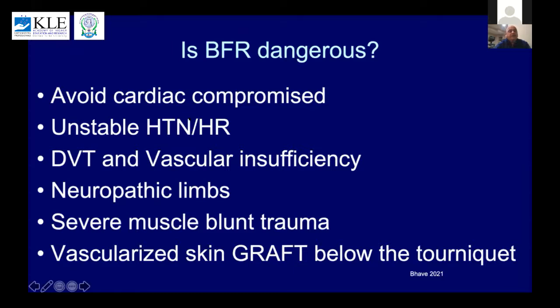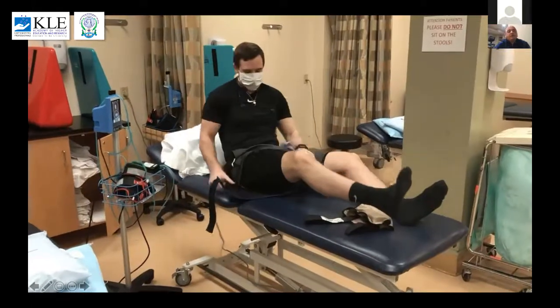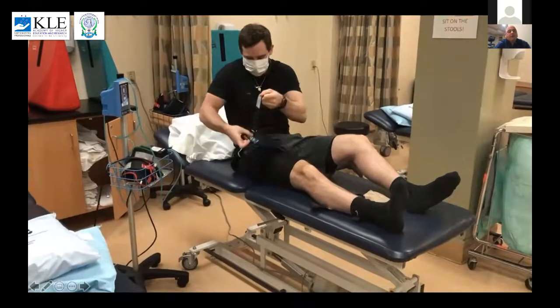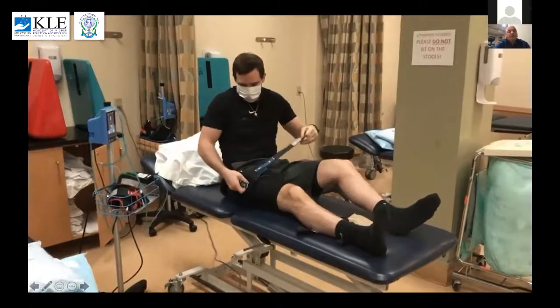There are certain danger signs, and we don't use it in certain patients like cardiac compromised patients, unstable hypertension, DVT, neuropathic limbs, so certain things we don't use it on. The process is very simple. You basically apply a tourniquet to the leg of the affected limb.